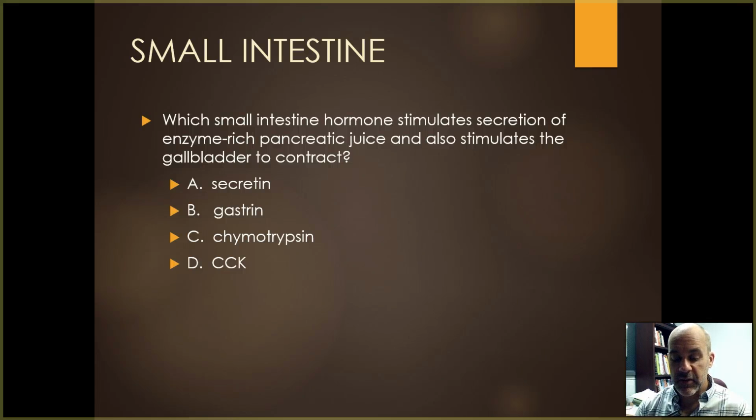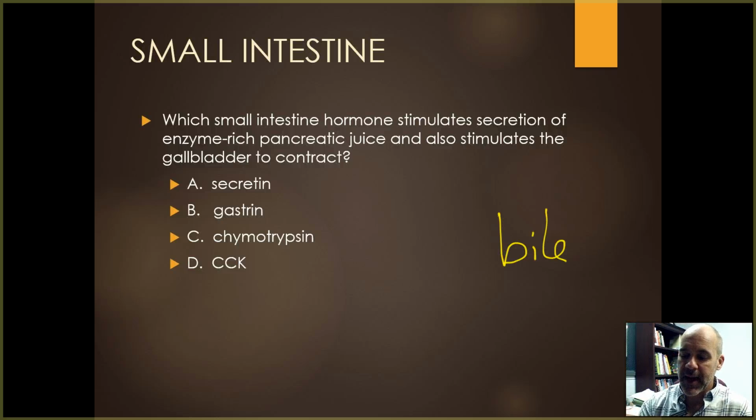All right, how about this one? Which small intestine hormone stimulates secretion of enzyme-rich pancreatic juice? So the last hormone we talked about stimulates the pancreas to secrete all these bicarbonate ions. What hormone stimulates the pancreas to release a bunch of enzymes? And it also stimulates the gallbladder to contract. And what do we have stored in the gallbladder?